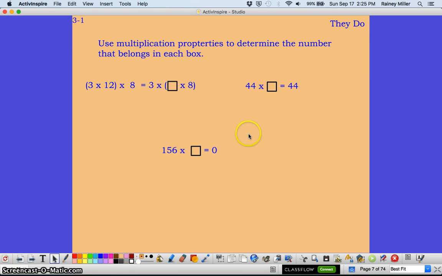Alright, let's try again. Go ahead, stop the recording, and try it out on your whiteboard. Okay, so I have 3 times something times 8. Now if I look at this, 3 times 12 times 8, what's missing? That would be our 12. Now we look here, we have 44 times something, and it ends up being 44. What can do that? Well, that's 1. I have 156, and the outcome is 0, so I know that has to be a 0.